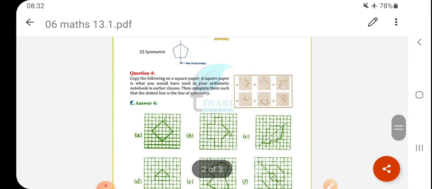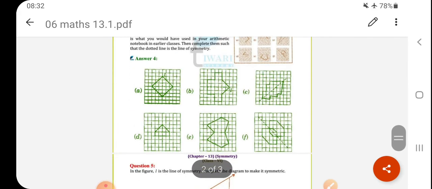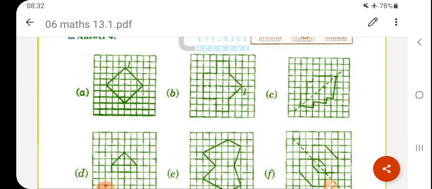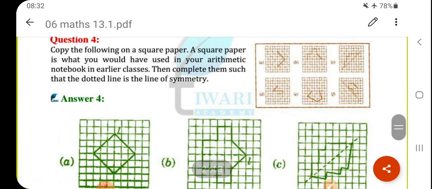Now this question number 4, no need to do. Sorry, we have to do, I thought, yeah, here you have to draw. I thought it's some project work that is given, it's very easy.